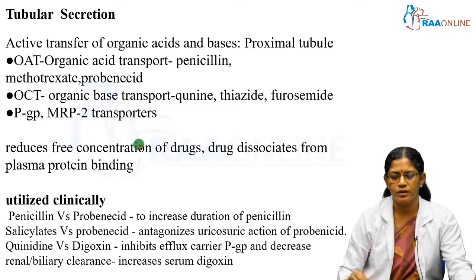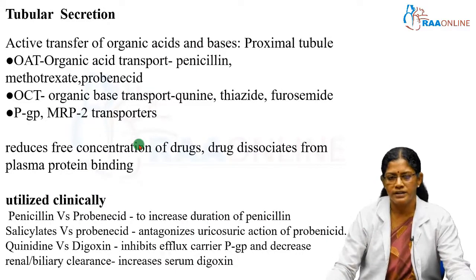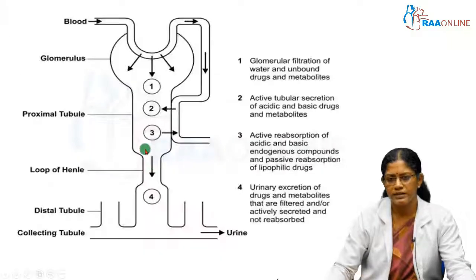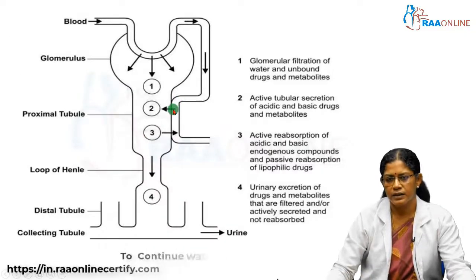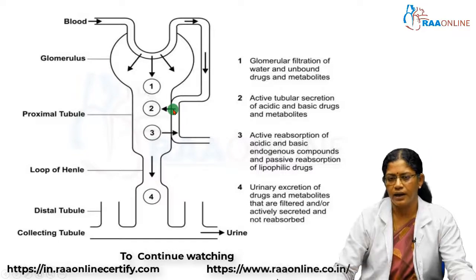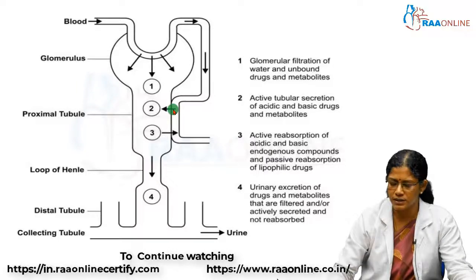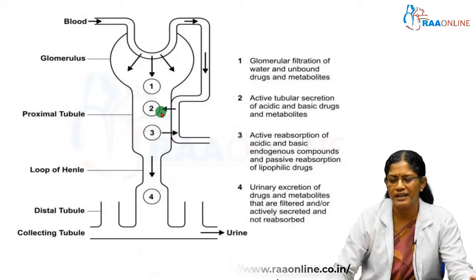The second one is tubular secretion. As we have already seen, tubular secretion is the process where certain organic anionic drugs as well as acidic drugs and basic drugs get excreted into the tubules through certain transporters.